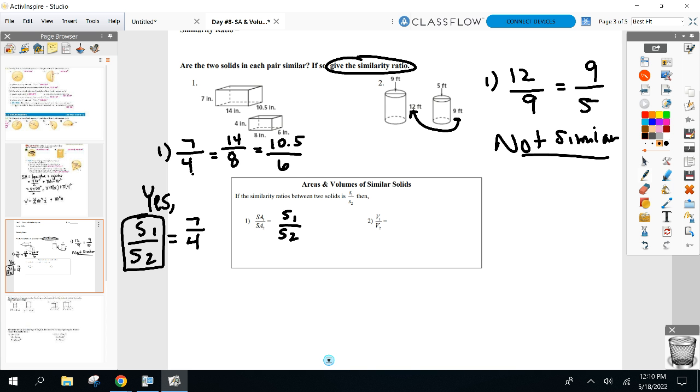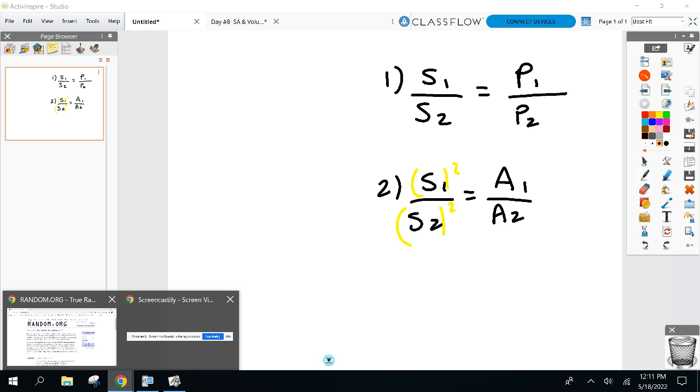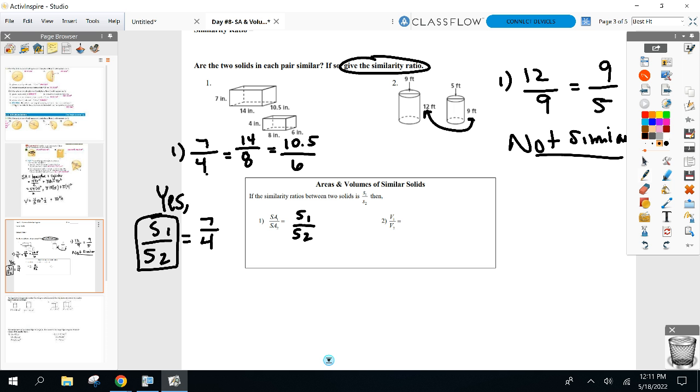No, they're not. They're not equal. How do you think I adjust it? What did we do during the two-dimensional figures last unit? We're going to have to do that again. We're going to have to square it again. So if you know the side ratio, I'm going to need to square it to figure out the surface area ratio. All right.